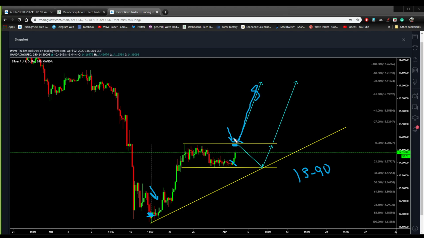Now there is a possibility that silver is going to break out and continue to go higher. I would not suggest you buy the breakout at those areas, because silver close to 15 is expensive. Wait for this pullback to happen, for price to test 14 or 1390 again at this area, then look for that trade to continue.